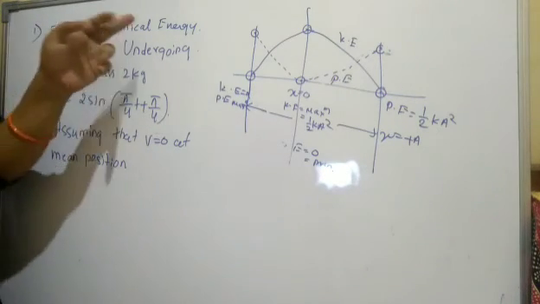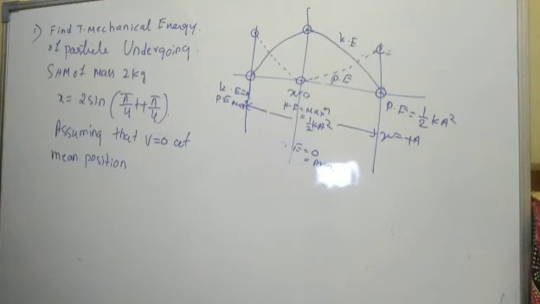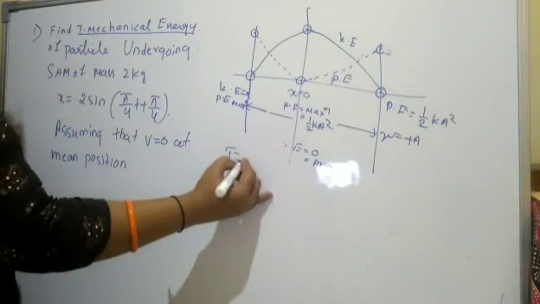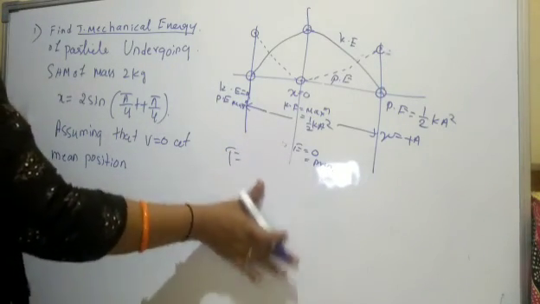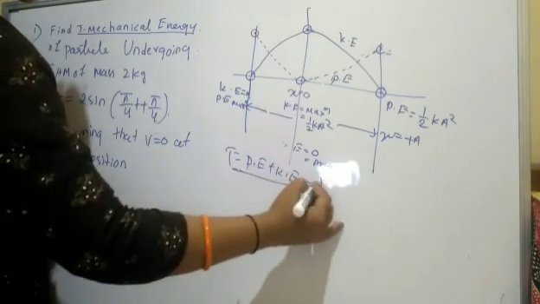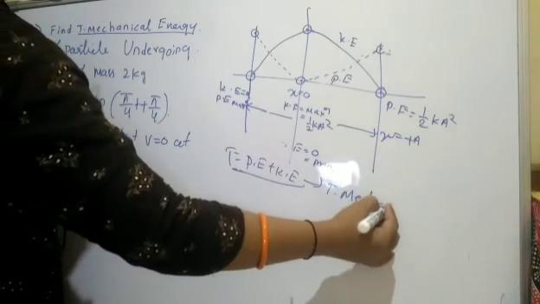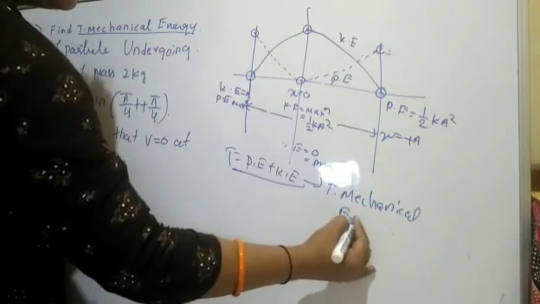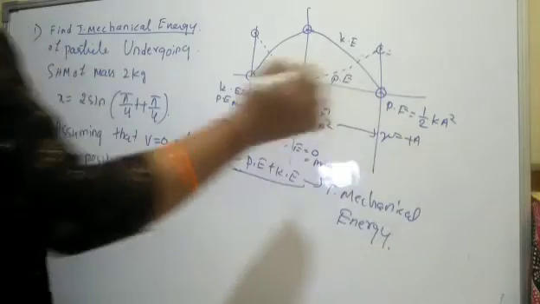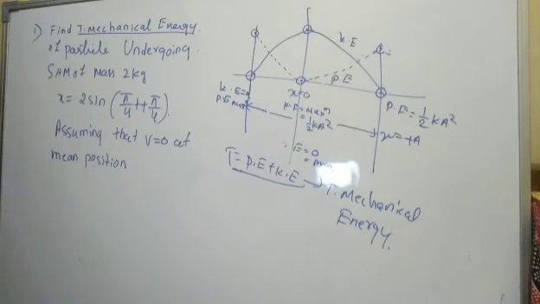What do you mean by total mechanical energy? It is the sum of the potential energy and the kinetic energy of the particle. So that is nothing but the mechanical energy. Don't get confused. Total energy of a particle, or the sum of potential energy and kinetic energy, we call the total mechanical energy of a particle. Now we need to find its mechanical energy when it is undergoing simple harmonic motion, with a particle of mass 2 kg.